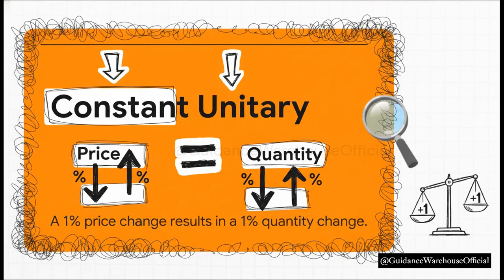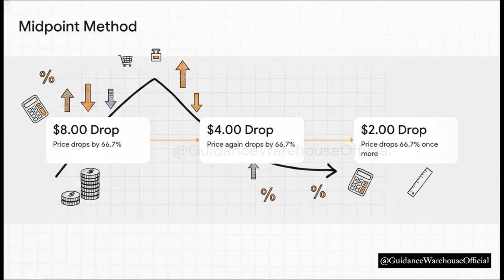Now that we deeply understand the vertical brick wall of zero elasticity and that horizontal flat plane of infinite elasticity, we can look at this fascinating mathematically perfect middle ground. Constant unitary elasticity occurs when a price change of exactly 1% results in exactly a quantity change of 1%. It is a perfect identical 1-to-1 ratio. Let's make this a whole lot easier with a real example using the midpoint method. Say we see a price drop of 66.7%, which perfectly matches a quantity increase of 66.7%.